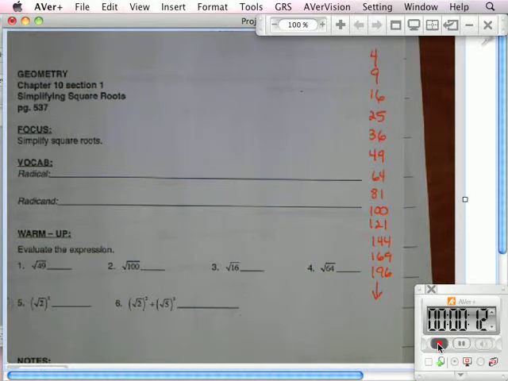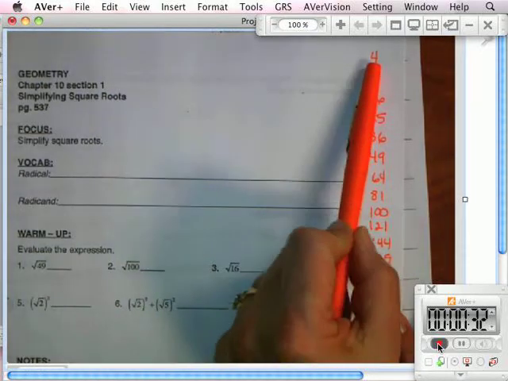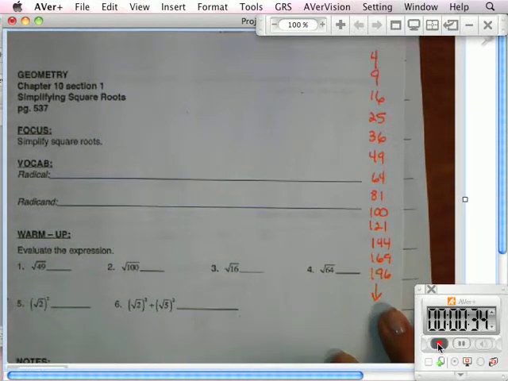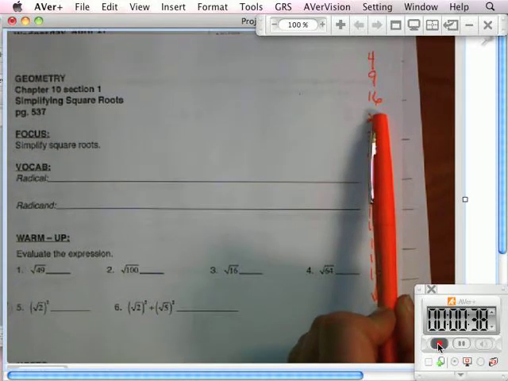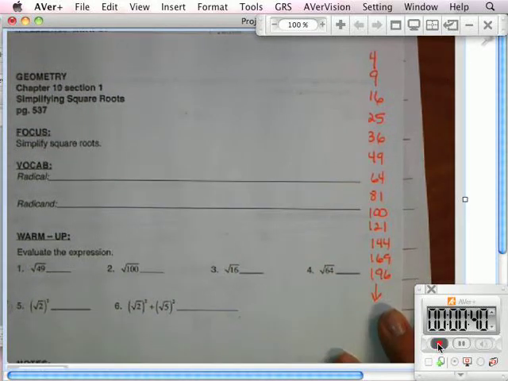So does anybody know what these special numbers are called? Not square roots. Yes, Alice, perfect squares. They're perfect squares because what's the square root of 4? 2. What's the square root of 9? 3. Square root of 16? 4. No decimals when I take their square roots. That's why they're perfect squares.